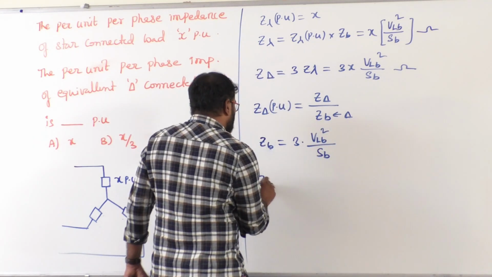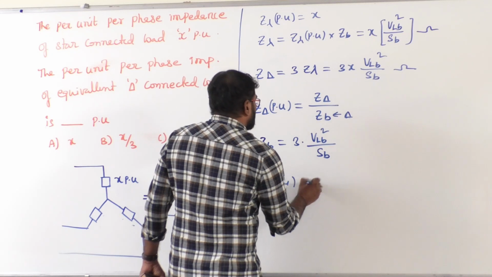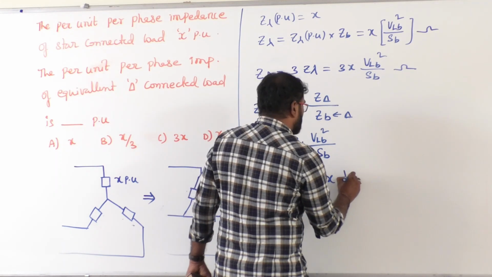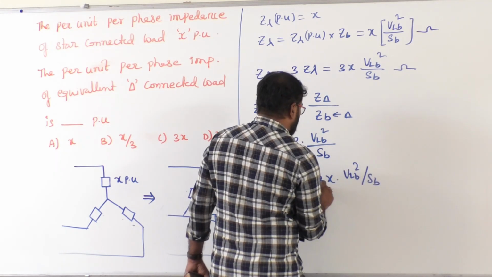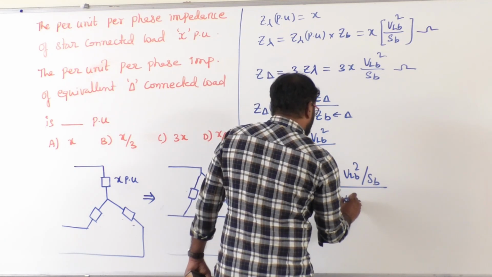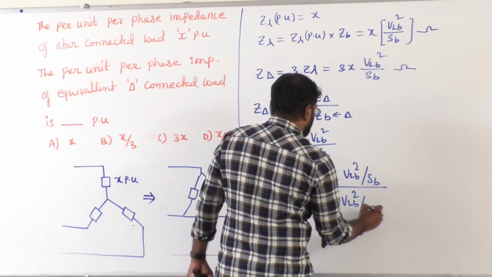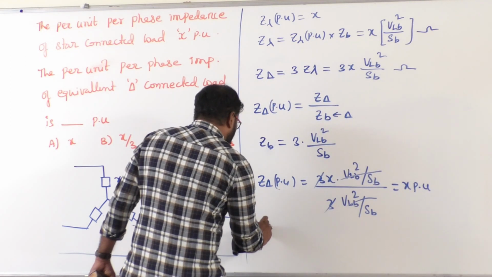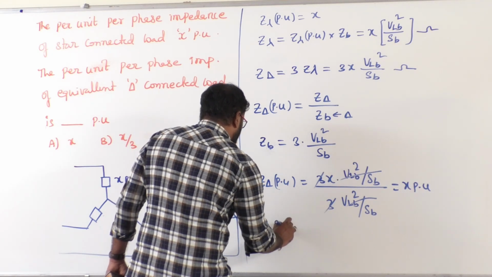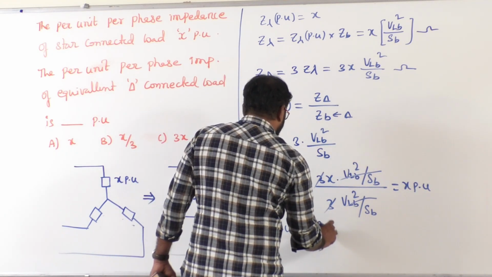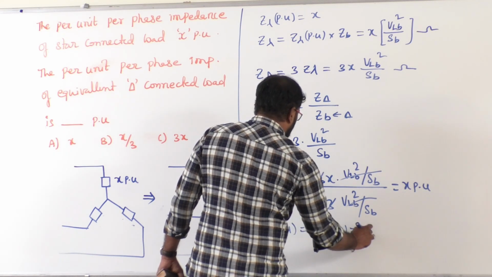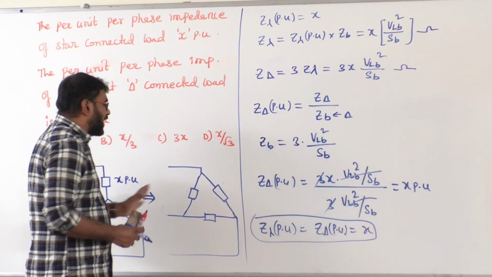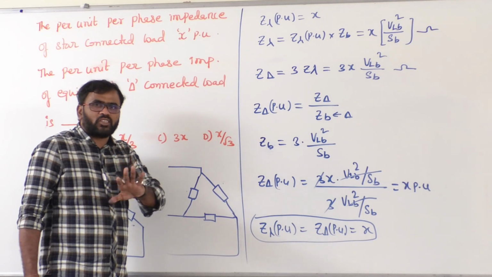Now tell me, what is Z delta per unit? So 3 into X into V_LB square by S base, that is the actual value I am writing, divided by 3 into V_LB square by S base. The 3 gets cancelled, this gets cancelled. Finally, what do you get? X per unit. So finally, the conclusion is, sir, Z star per unit equals Z delta per unit, which is equal to X. So if we convert star to delta, the per unit impedances will not change.